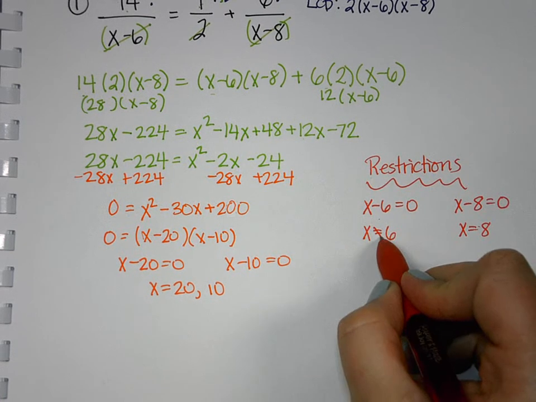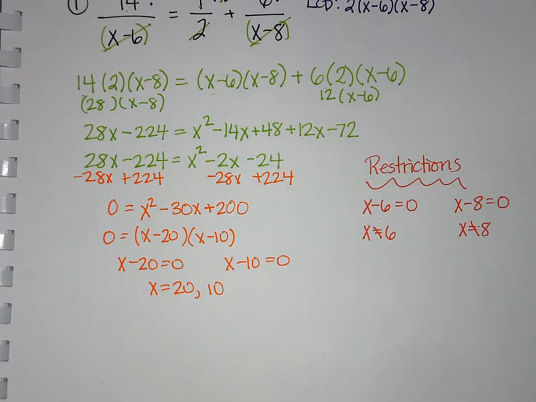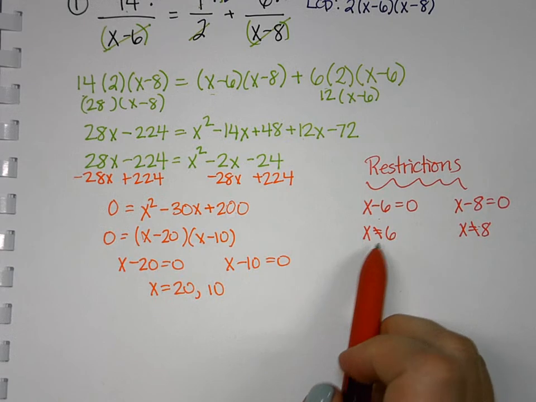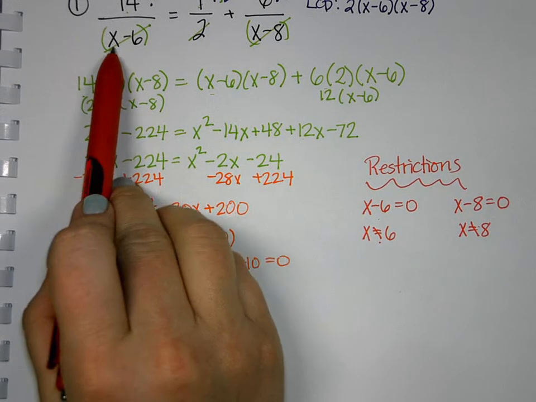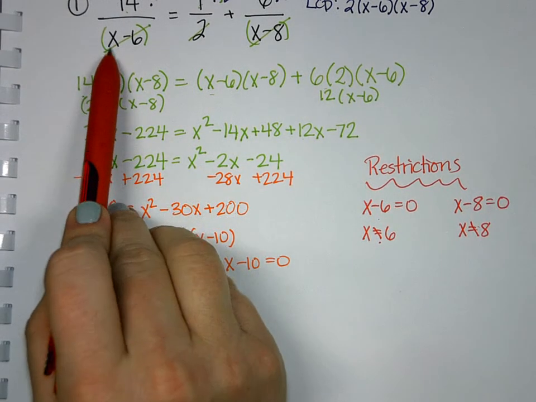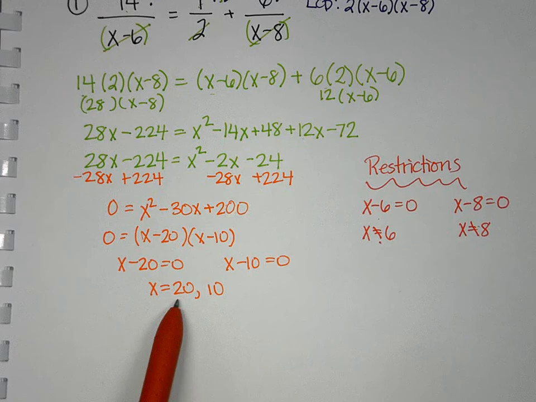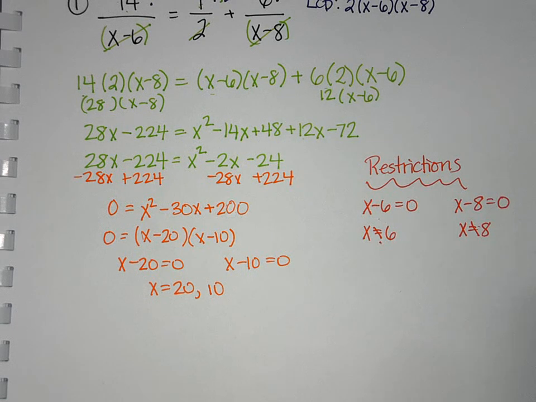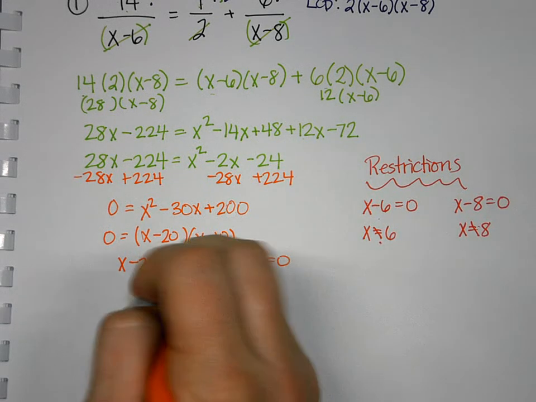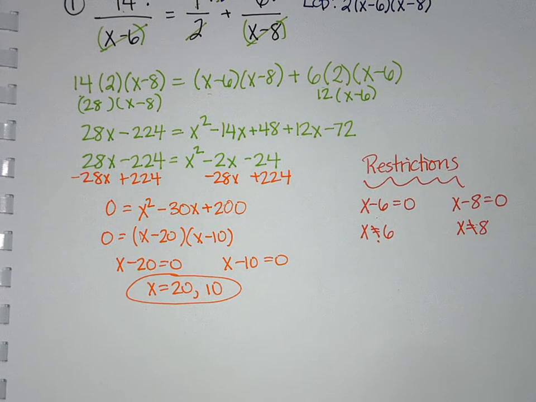So these are the two values that x can never be, because if we were to get 6 and I plug it back into the original problem, I'd get an undefined fraction. So if we got either of these in our answers, we'd have to cross it off. Fortunately for us, we didn't have that situation, so we can say both answers work.